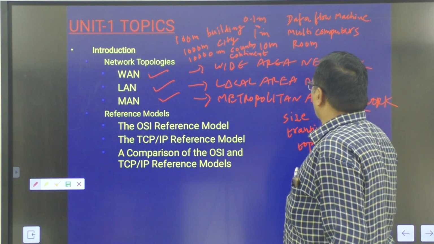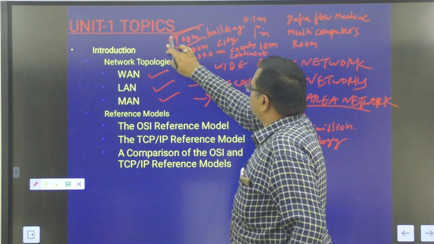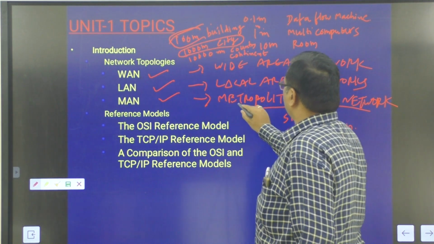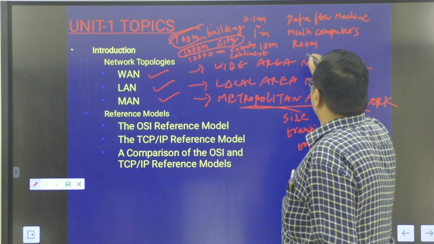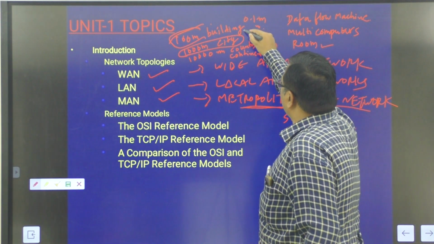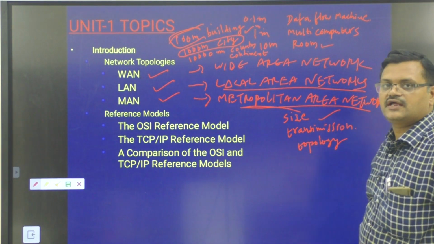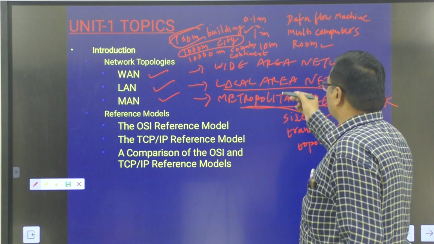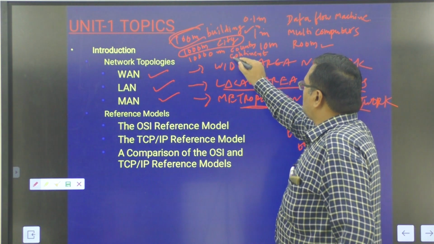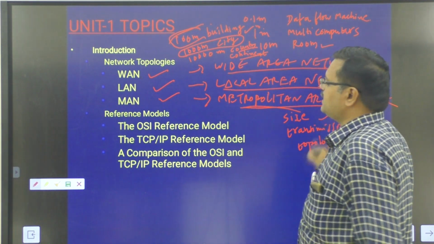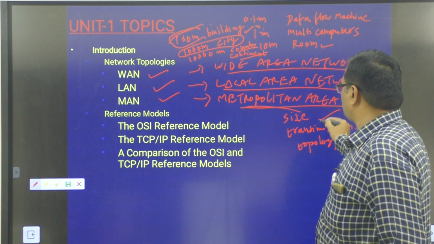So this metropolitan area network is 1 kilometer. Sorry, not this one. This city is nothing but the metropolitan area network. That is the size. Whether it is a room or a building, we call it a local area network. If the connection is within a city, we call it a metropolitan area network. And if it is country or continent, then it is a wide area network. Across the globe, we call it a wide area network. So this is the classification based upon the size.